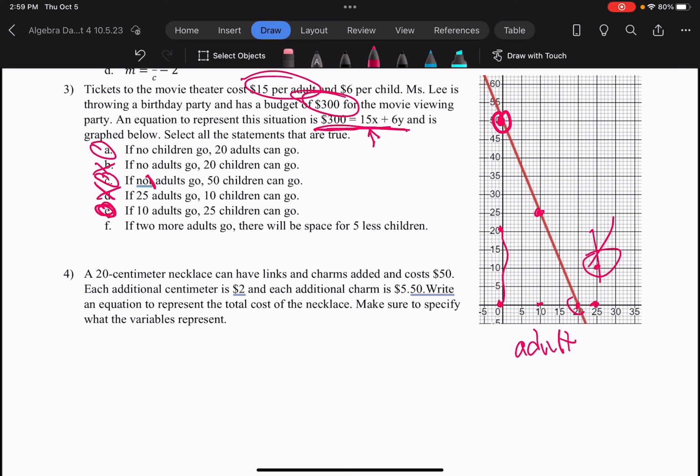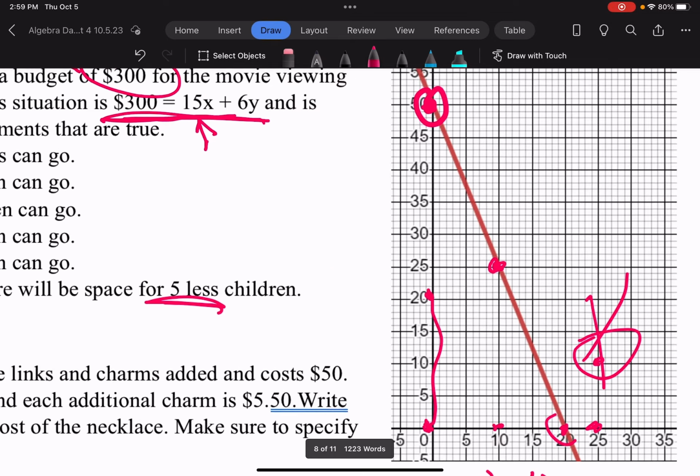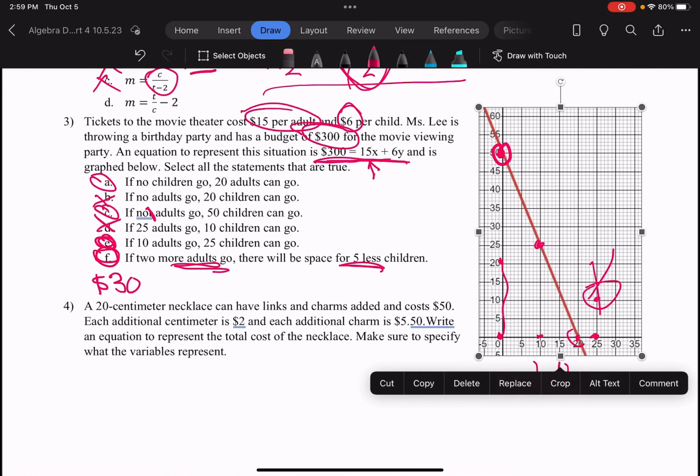Well, there's a couple ways that I can think through this. If 2 adults go, that's $30, right? And for $30, if the tickets are $6 per child, I can take 5 kids. So if 2 more adults go, then there's 5 less children. That does make sense, because the more adults go, the less children can go. You can also look at this in terms of the graph, right? If we look at the graph, every time we move over 2 adults, are we going up 5 children? And the answer is yes, right?